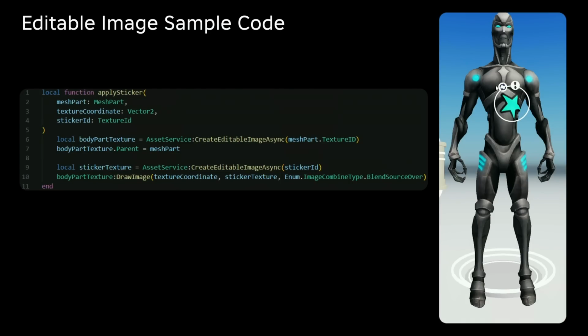First, we would create an editable image async, which gives us the editable image for the texture of the body part. We simply parent it under the mesh part. Then we create another editable image for this sticker. We pass in the sticker ID into this. Now we have two editable images. We call draw image on the editable image of the texture of the body part, and we pass in the editable image of the sticker, which applies the sticker in the appropriate position that is passed. And you can see an example of this happening on the right side here.